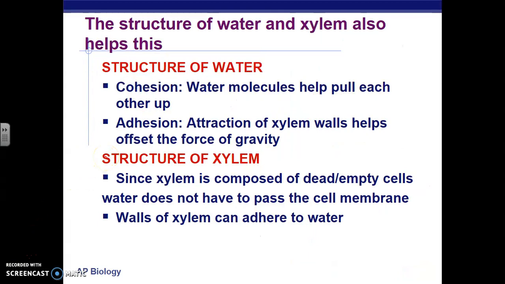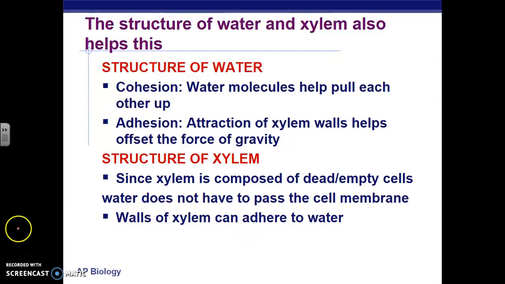This is helped also by the structure of water and the structure of xylem. We talked about the hydrogen bonding in water. The fact that water molecules cohere to each other allows, if one molecule is pulled up by this negative pressure, all the other water molecules to follow. It's kind of sort of like a tug of war. One pulls, everyone else gets pulled along with it. Secondly, with the xylem, water can also adhere to the xylem, which prevents it from falling down as it's fighting the force of gravity. So both cohesion and adhesion help water fight gravity.